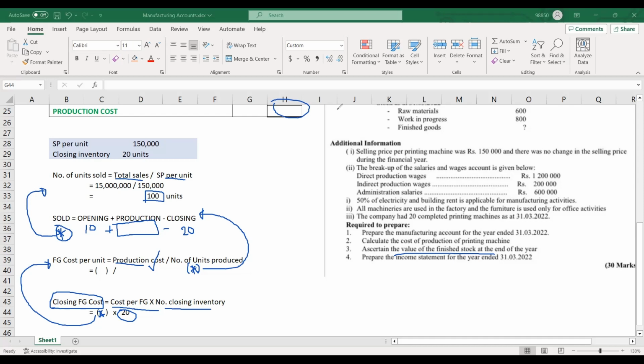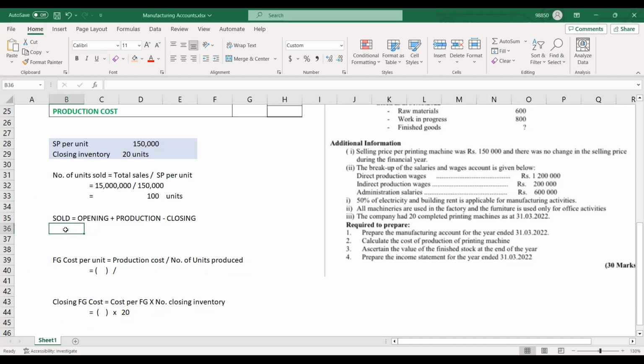I've sent this part on the group chat, right? So now we have one answer and we can start. We know there were 100 units sold. So I can substitute here: 100 is equal to the opening amount, which is given as 10, plus the production amount, I'll just keep it as P, minus the closing amount, which was given as 20. If I rearrange this equation, P is equal to 100 minus 10 plus 20, which is equal to what? 90 plus 20, 110.